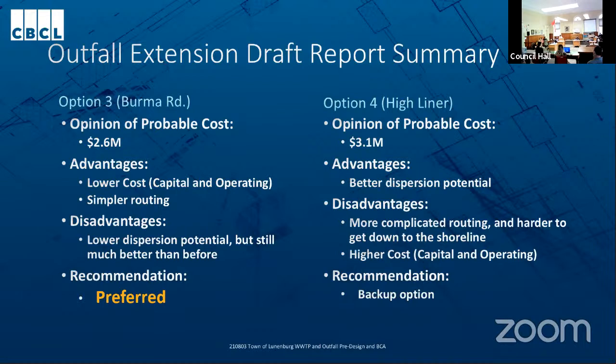So in light of this, and following a Kepner-Tregoe decision analysis process on these two specific options to look at both of them compared to each other, we recommend that option 3 is the preferred option for an outfall extension for the town, and that option 4 would be a backup option that we think is also viable, but not as attractive as option 3 at this point.